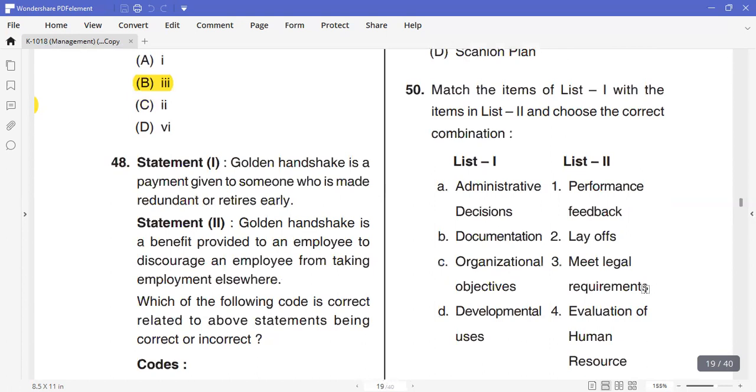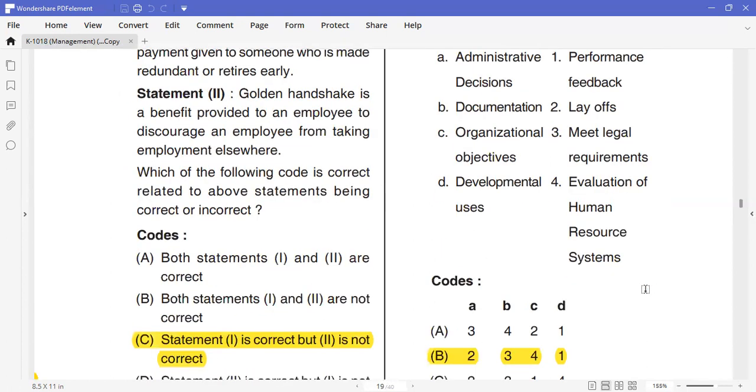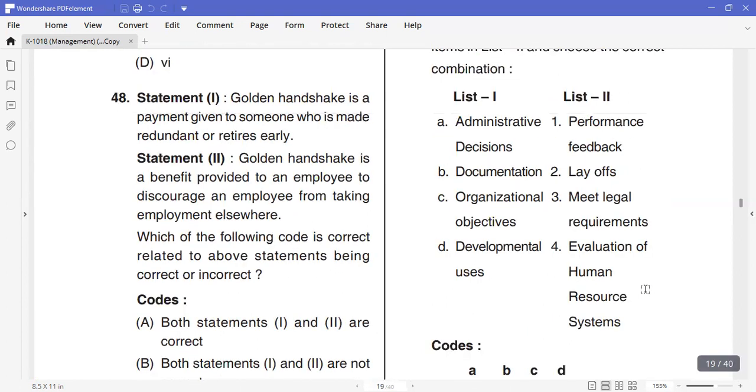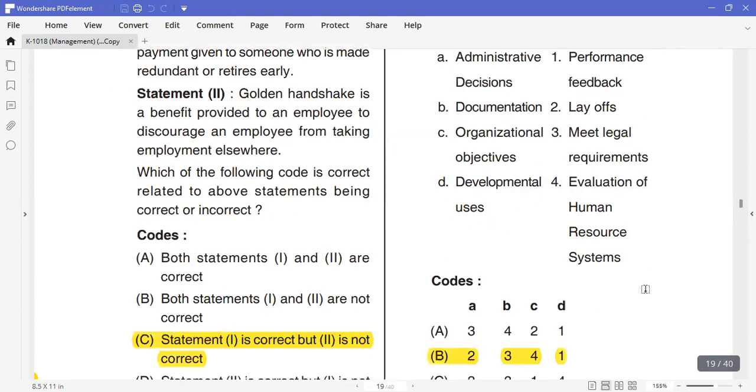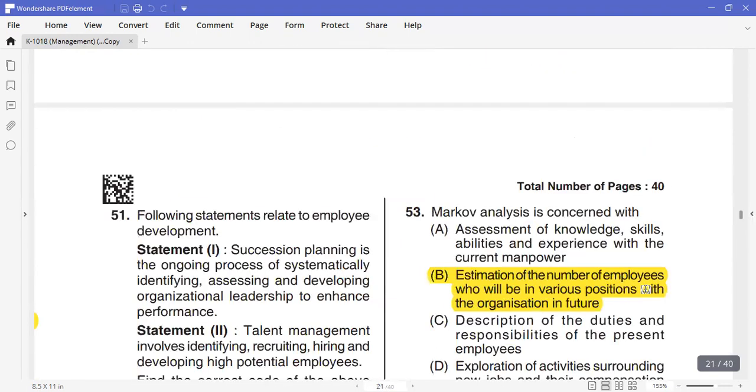Match the following. So you have to match list 1 to list 2. So the correct option is A is related to 2. That is administrative decisions are related to layoffs. Next, B is related to 3. Documentation is related to meeting legal requirements. C is related to 4. Organizational objectives are related to evaluation of human resource system. D is related to 1. Developmental uses are related to performance feedback. So that is how it is related.